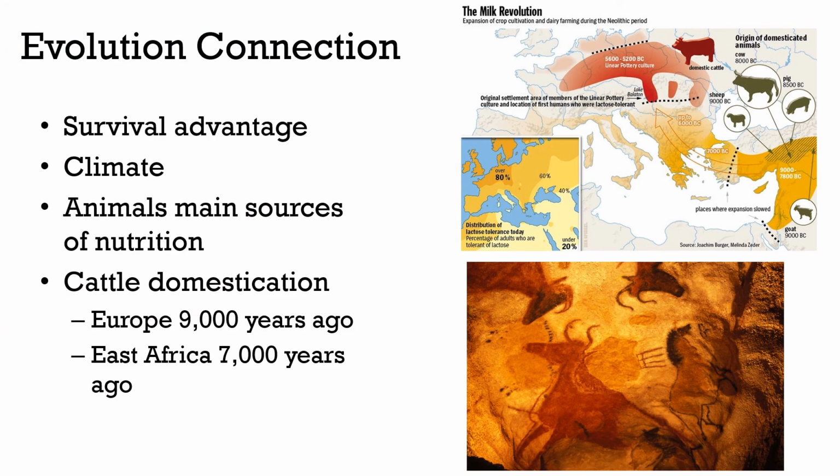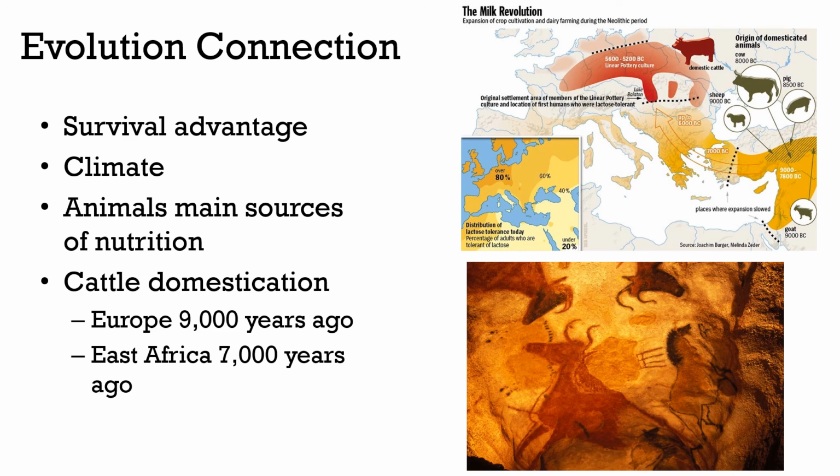Now, one thing that makes this connection is that we can look at cave drawings in these different areas, and you can see that at this time, about 9,000 years ago in Europe and 7,000 years ago in East Africa, they started to do drawings of cattle. And so we think that they were starting to domesticate different types of livestock, sometimes goats and sheep. And they would actually start having access to these dairy products. And that's why we think that mutation was beneficial.